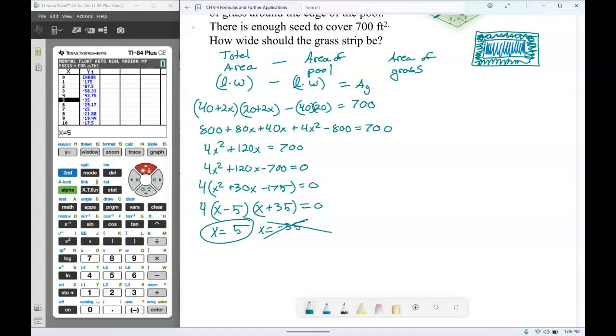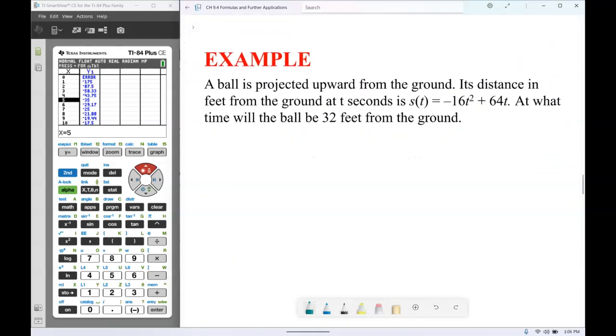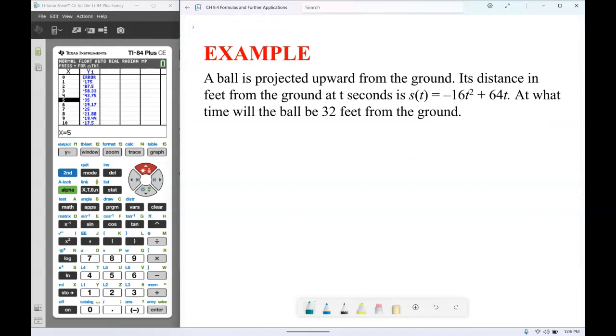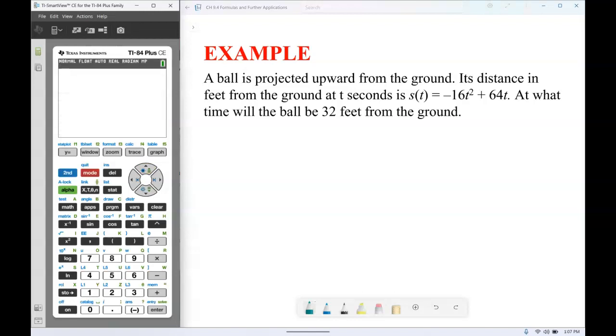Wait, hold on. Go back up. A ball is projected upward from the ground. Its distance in feet from the ground at t seconds is modeled by s of t equals negative 16t squared plus 64t. At what time will the ball be 32 feet from the ground? What are we solving for? So what specifically am I solving for? Time, which is represented by what variable? T. Solving for time, that's variable t.